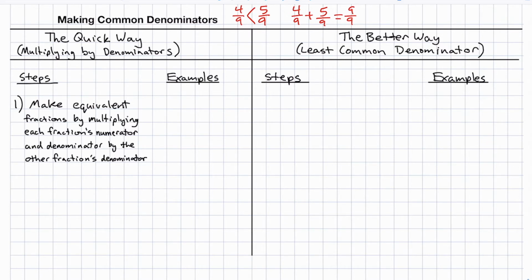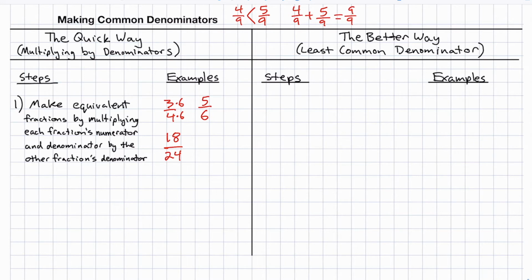Let's say we have two fractions, like 3/4 and 5/6. Now these do not have common denominators. So if I wanted to make common denominators, I'm going to look at the denominator of each one. For example, in our first fraction, we have 3/4 and the denominator on the other fraction is 6. So we're going to make an equivalent fraction by multiplying both the numerator and the denominator by that 6. 3 times 6 gives us 18. 4 times 6 gives us 24. So 18/24 is equivalent or equal to 3/4.